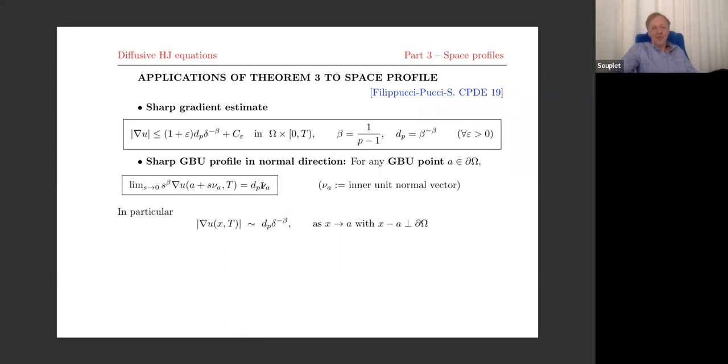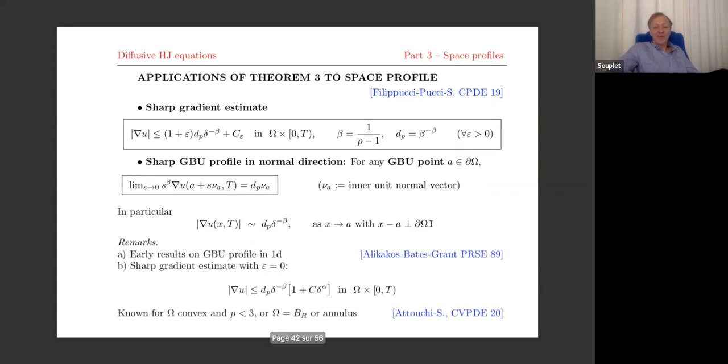Nu is the normal, inner normal. So in particular, the final profile at capital T satisfies exactly this: the sharp constant times the negative power of the distance to the boundary, and this is in the normal direction. X minus a is orthogonal to the boundary.